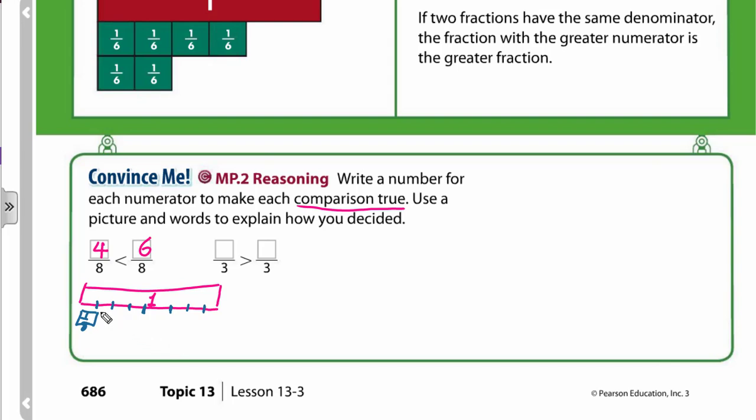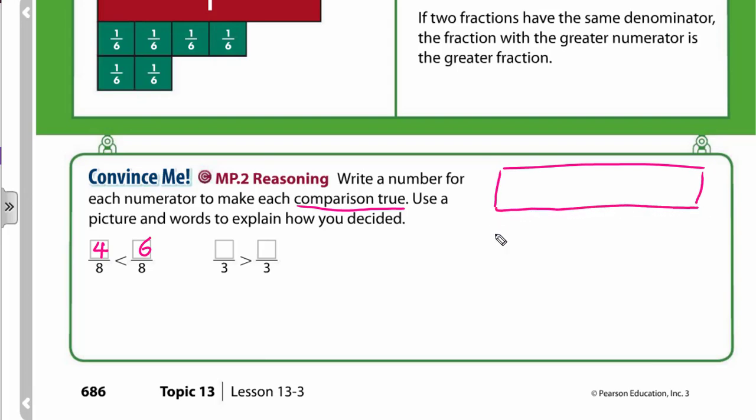I need more space, so let's draw here. This better. Okay, so Hazem, before I draw, can you tell me why 4 eighths is less than 6 eighths? Great. Excellent. So 6/8 is more. So 4/8 less than 6/8. Thank you, my hero. Great work.